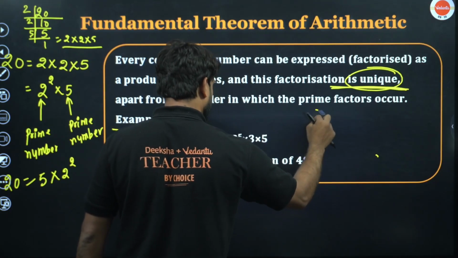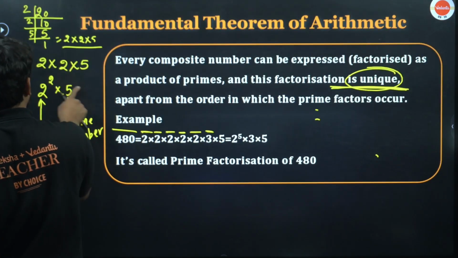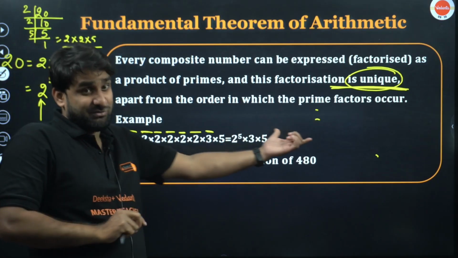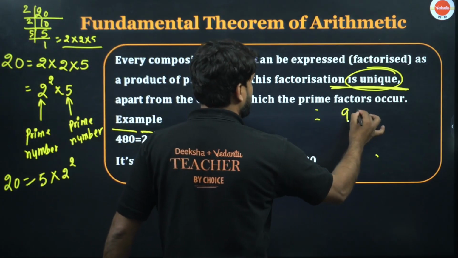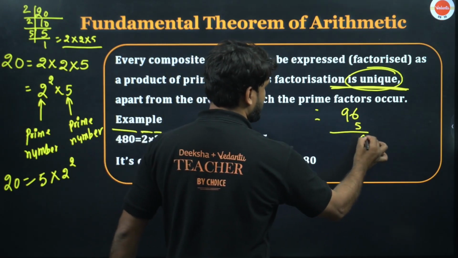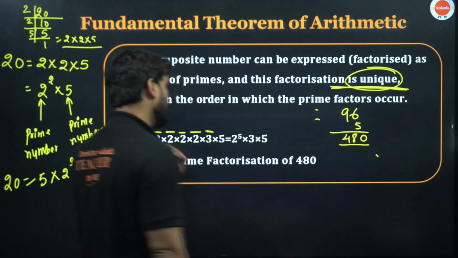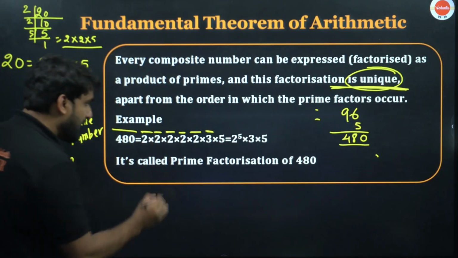Sometimes there is a little confusion, and one silly mistake can lead to a deduction in marks. So my dear champions, stay very alert, as I was making mistakes. So this is 96, and into 5, the last number. 6 fives are 30, carry 3, 9 fives are 45, plus 3, 48. Wow, same number, 480.